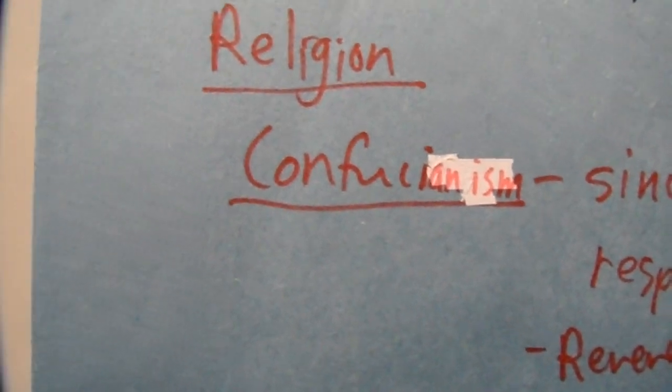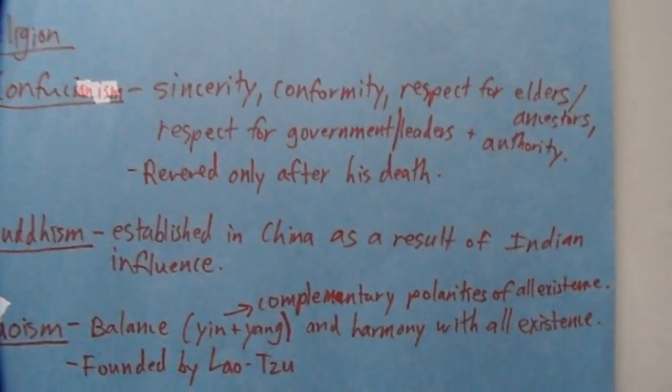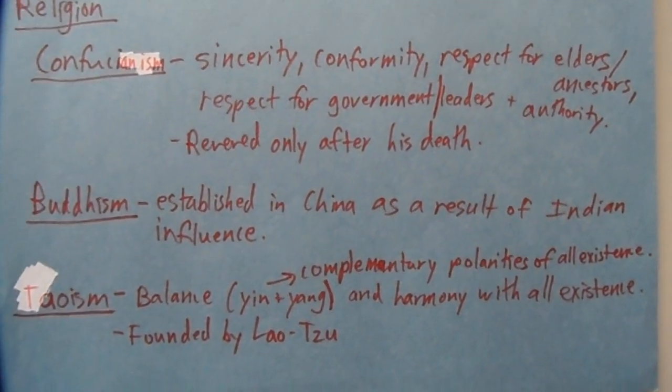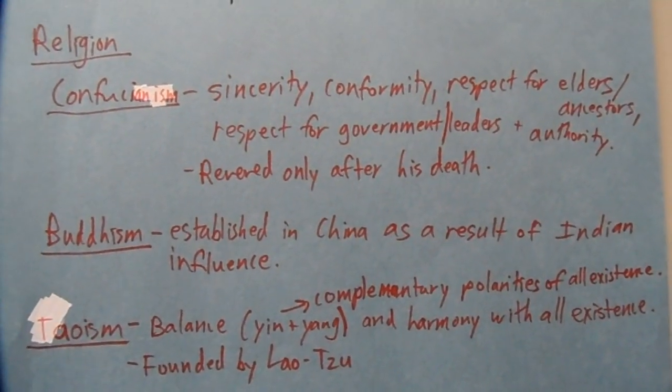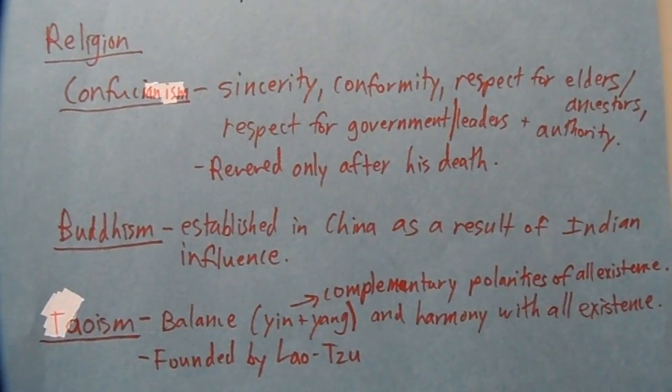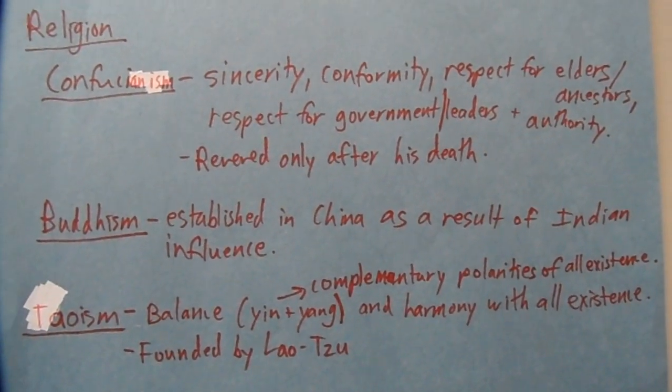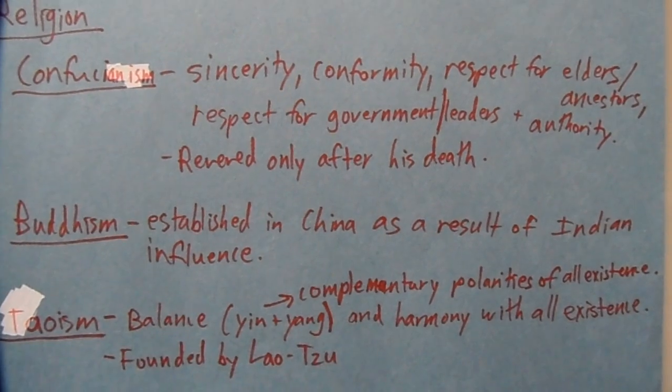So let's look at the religion. Confucianism. This has white out, so it's a little hard to read. There you go. So by the way, feel free to just copy these word for word if you feel like it, or summarize them, or write down the parts that you think are most important. It's up to you. But these are my outlines, and I hope they're helpful.